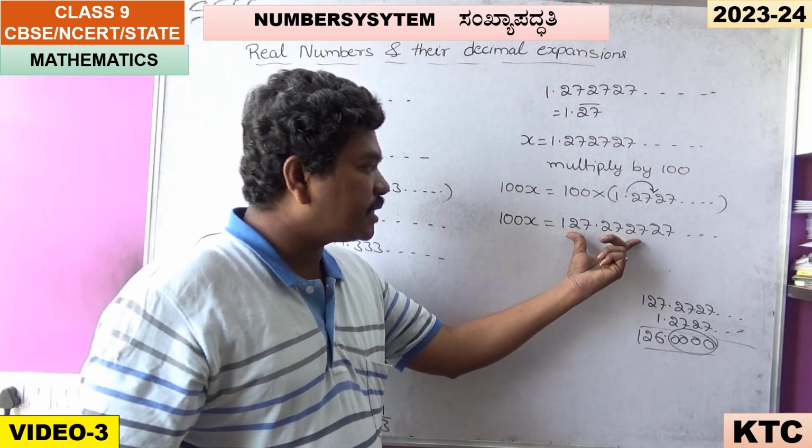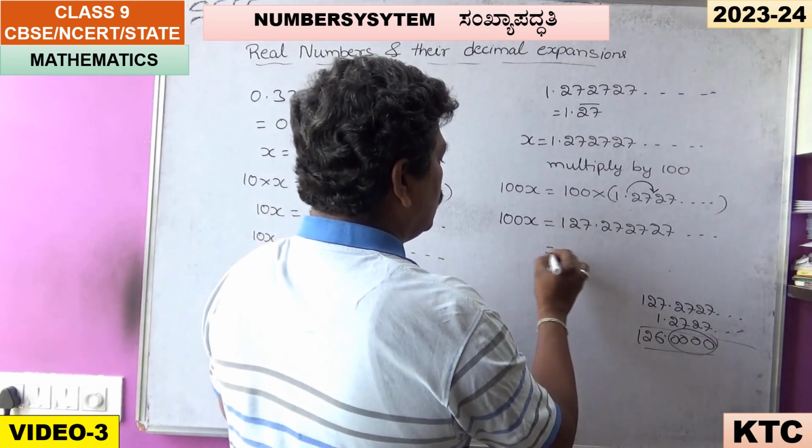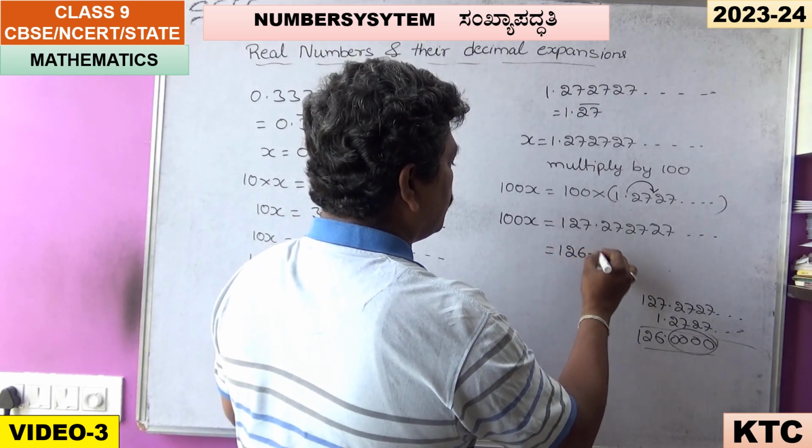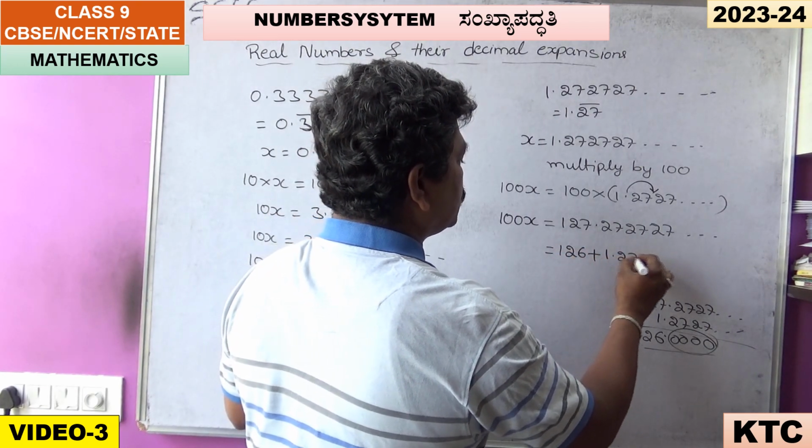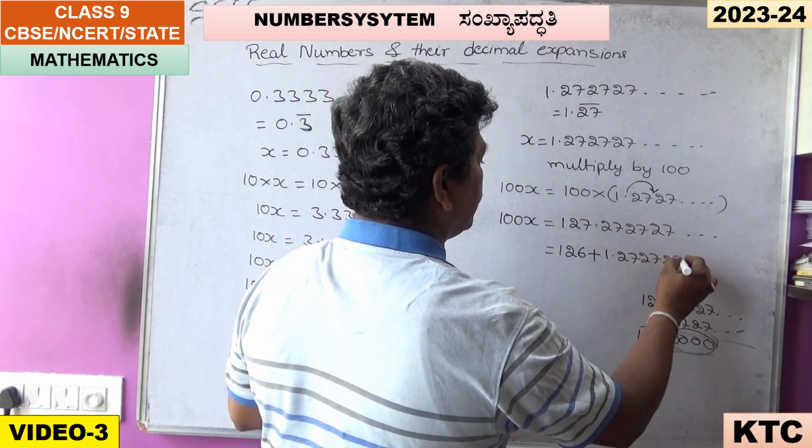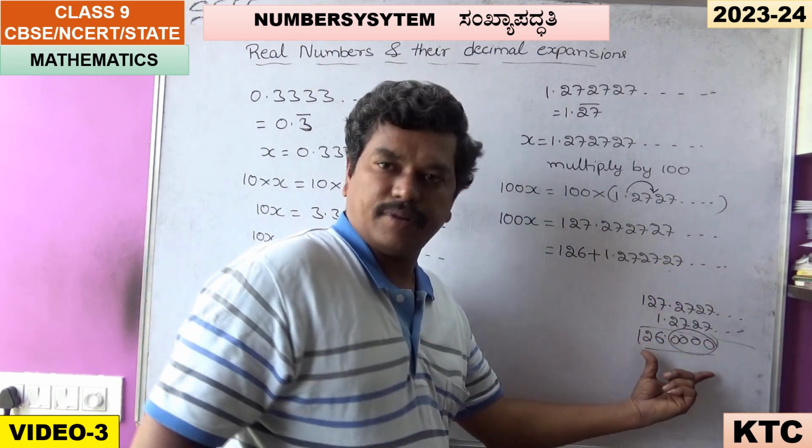This can be written as 126 plus 1.272727.